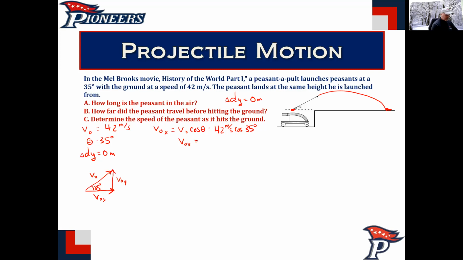That's one of the big mistakes, especially if you had a math class prior to physics and you don't realize that it's not in degrees, and all your answers look much, much different. So 34.4. I would always round to the nearest tenth, if not whole number. VOy is equal to its opposite, so it's VO times sine of theta. So 42 times sine of 35, 24.09, so I'd round that up to 24.1.